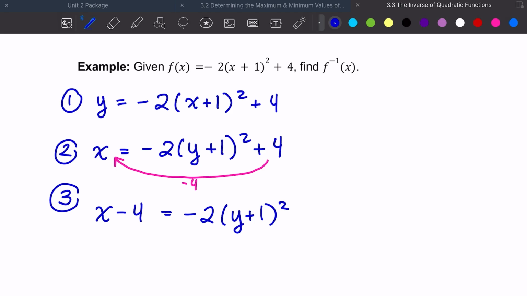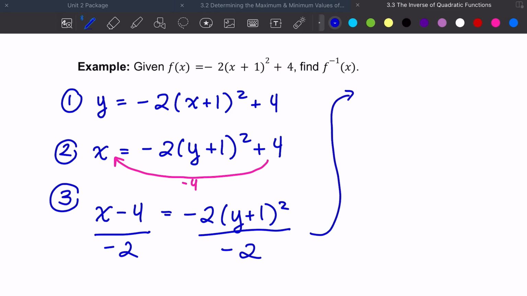Next up in reverse BEDMAS, multiplying and dividing. I've got to times by negative 2, so I have to undo it. We're going to divide by negative 2 on both sides. Did I just blow your mind? So all I did was divide by the coefficient in front. That's all I did. Right?